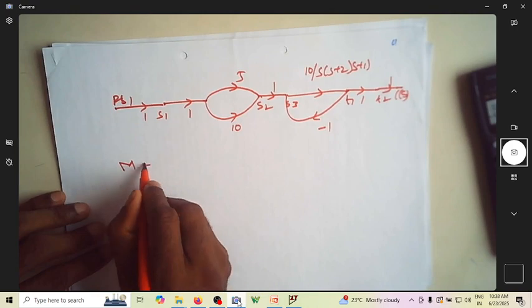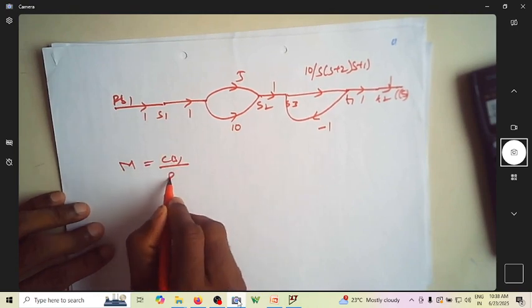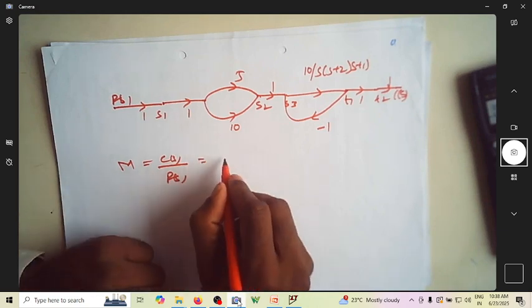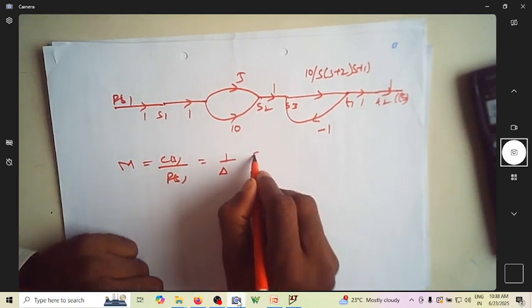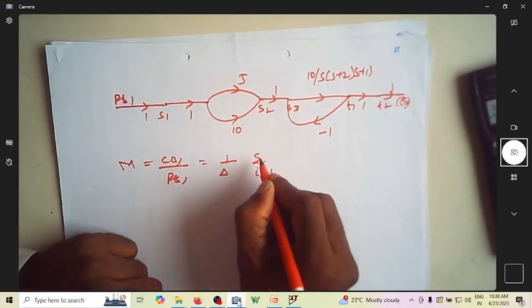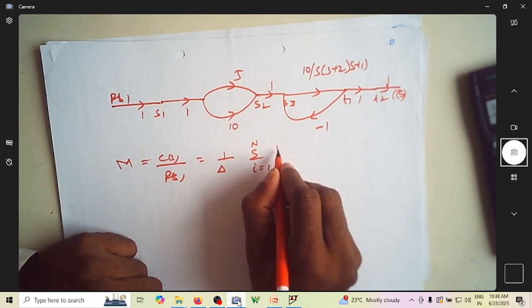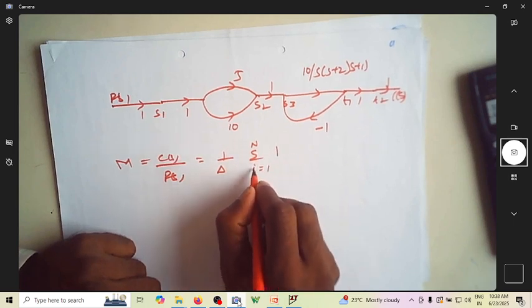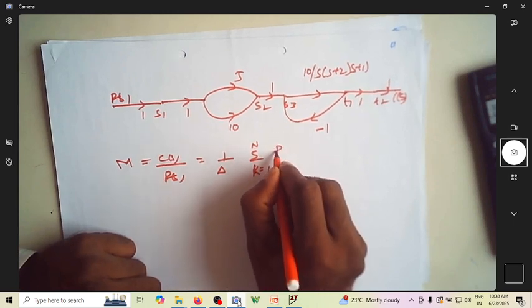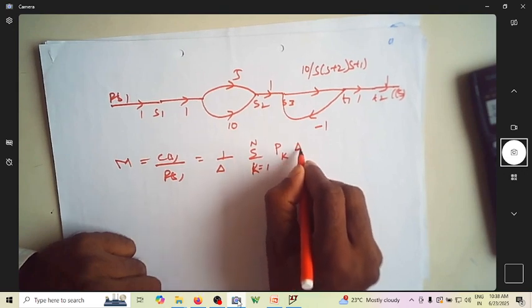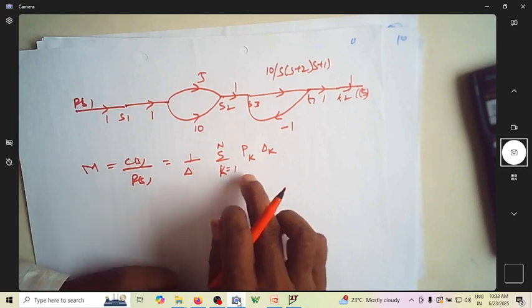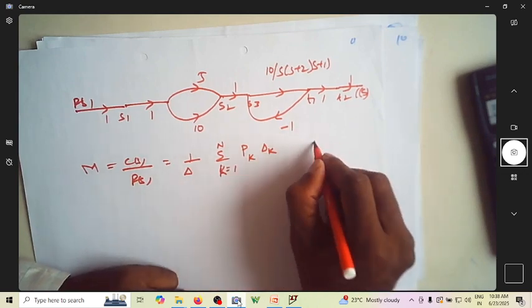So now you can use Mason's gain formula to find this, which is nothing but CFS by RFS, which is nothing but 1 over delta, summation of k equal to 1 to n, P_k delta_k. So what is k now? Of course, what is the value of n?